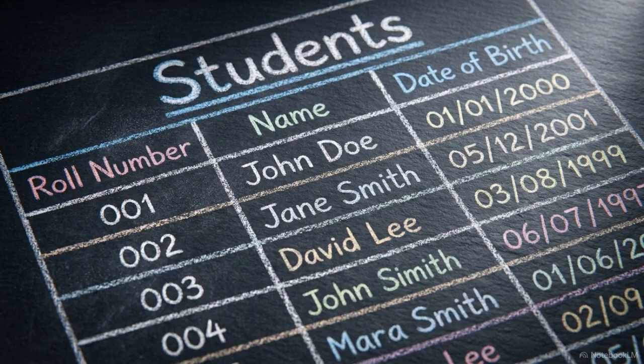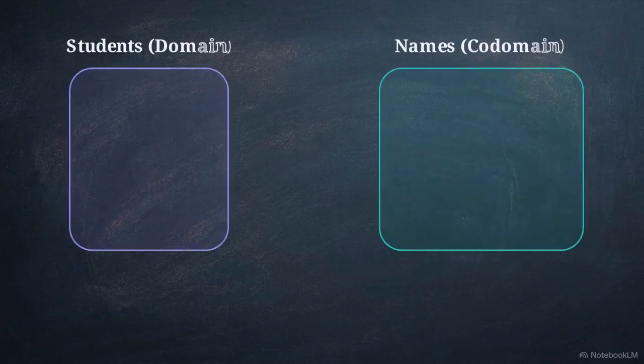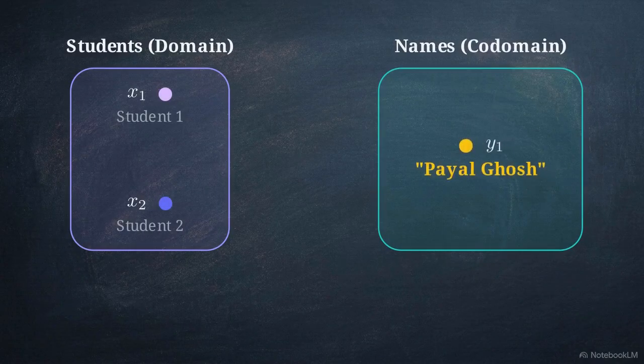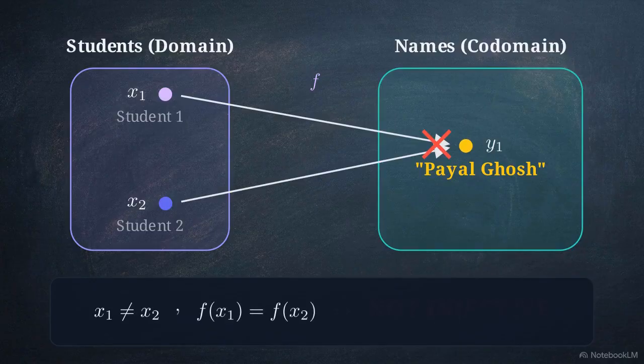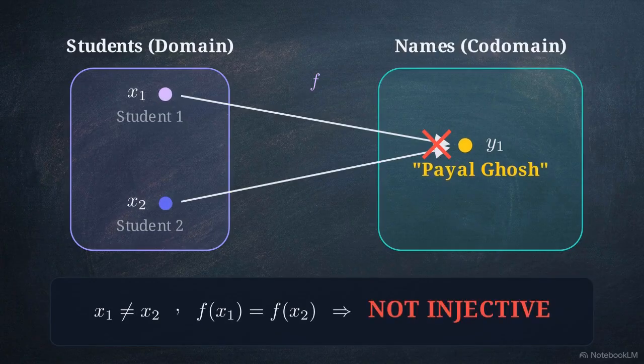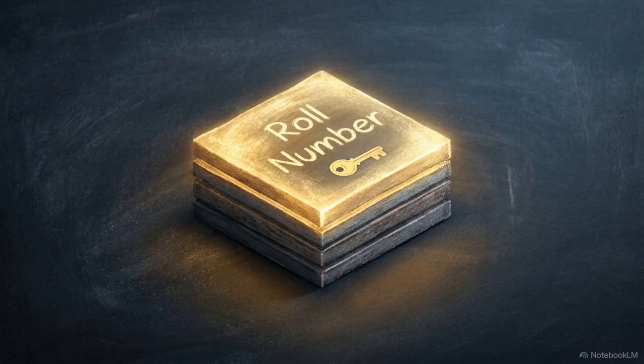This demographic table records students as tuples in a relation. However, the data reveals a problem. Two different students share the same name, Payal Ghosh. Using name as a unique identifier fails the test for injectivity because two distinct inputs map to the same textual output. Databases solve this by using a primary key, like a roll number.